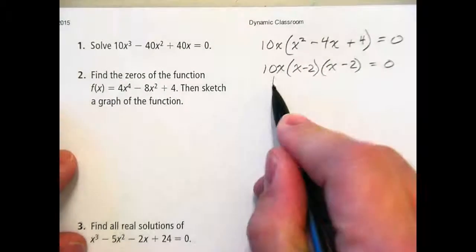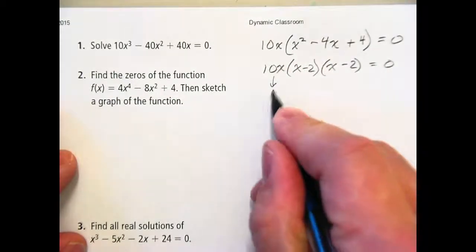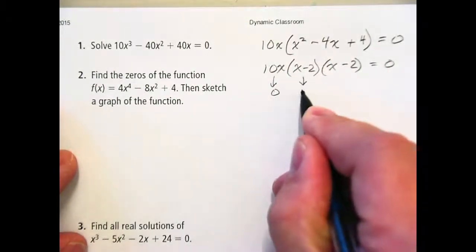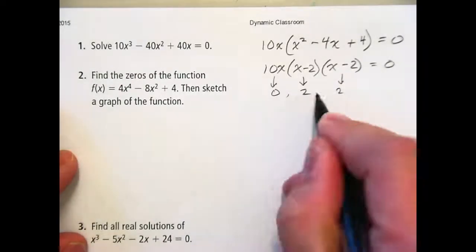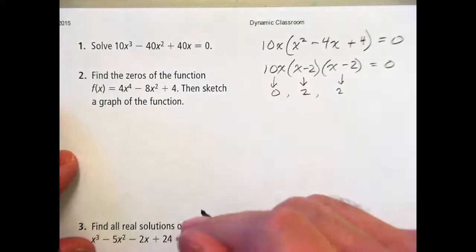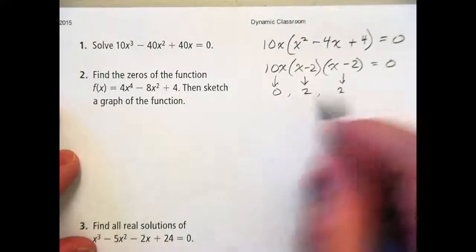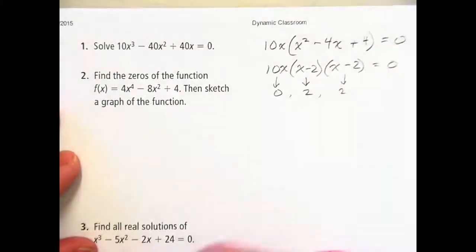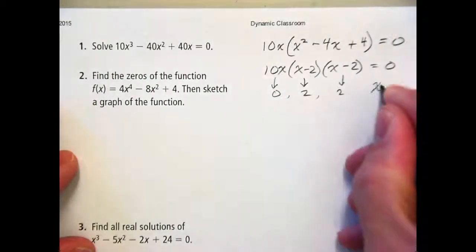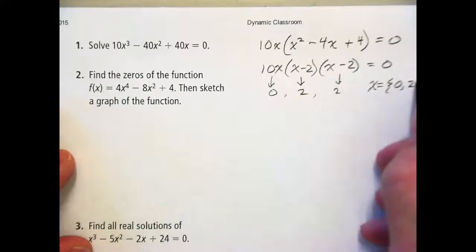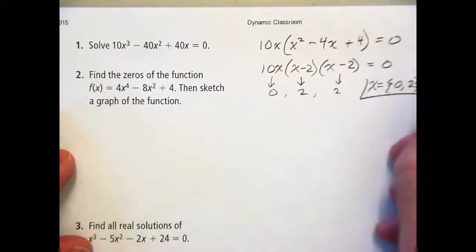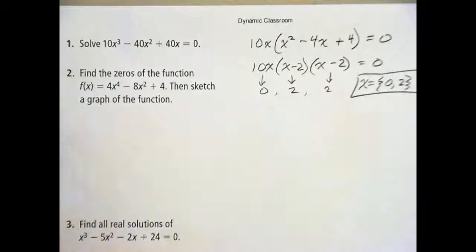Solutions. What's this solution? 0. This solution? Positive 2, and this one? Positive 2. Now, if you're graphing it, it's important to list multiple solutions because you know where things turn. Unless it says list the multiple solutions, it's okay to just write each solution once. You don't have to list the multiplicity there, unless it asks for it. So 0 and 2.